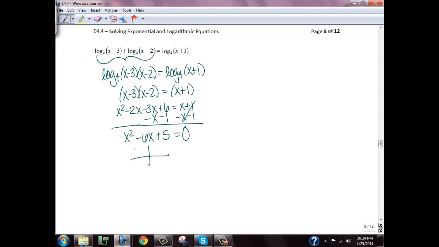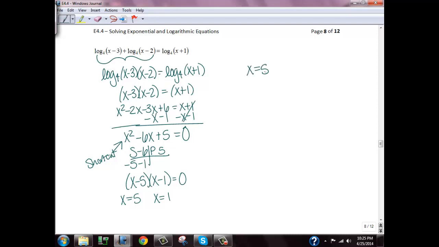Okay, I'm going to try sum product. So I need something that combines to negative 6 and multiplies to positive 5, which I can use here negative 5 and negative 1. And since my leading coefficient is a 1, I can use my shortcut, which says that these two numbers are my factors. So this factors into x minus 5 times x minus 1. Then I just set each one equal to 0, so that gives me x equals 5 and x equals 1.